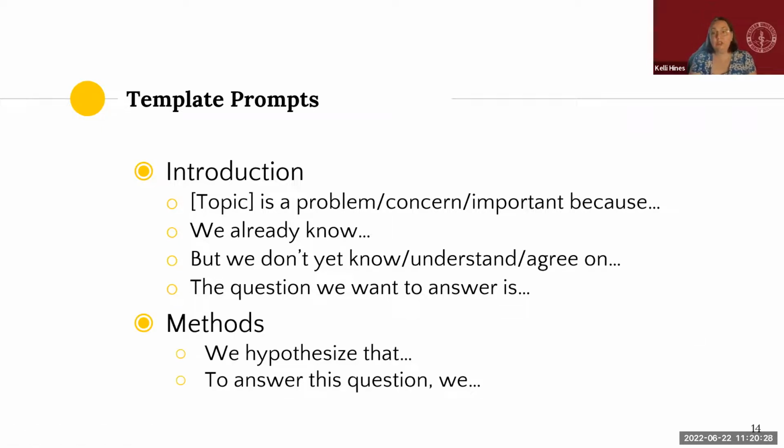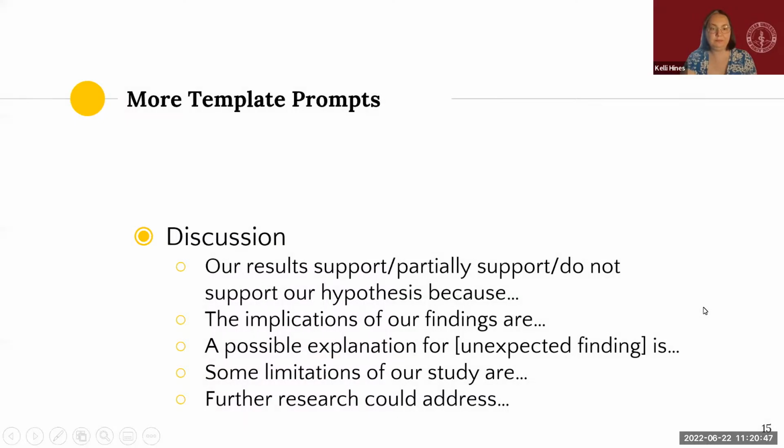For the method section, you can say, we hypothesize that, and whatever your hypothesis is, to answer the question that you introduced in the introduction, and then you describe what you did. How did you design the study? How did you recruit people? Who did you ask? What experiment did you set up, etc. For the results, we found that, and then just write what you found. What were the results of your studies?